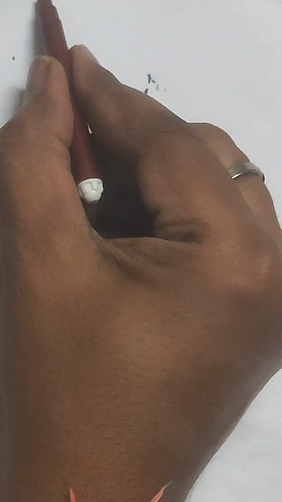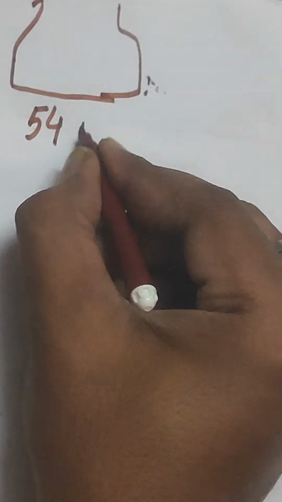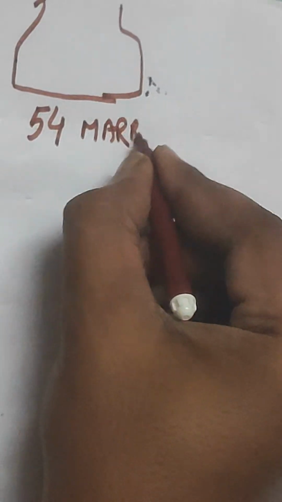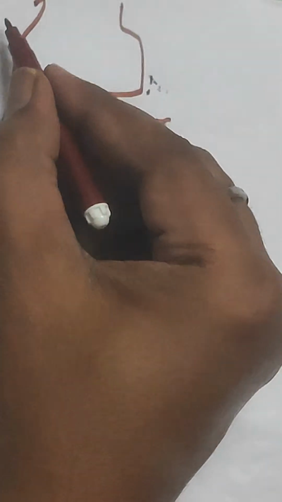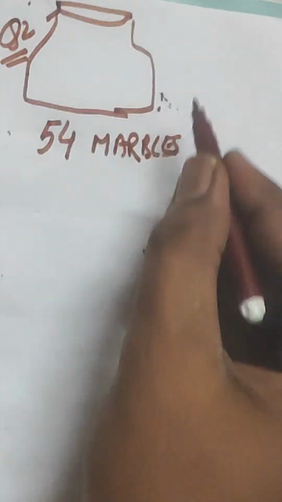So into the second question, it's given that a jar contains 54 marbles. So again, a jar question has come to us. Here in this jar there are a total of 54 marbles, and it's given that some are blue, some are green, and some are white.